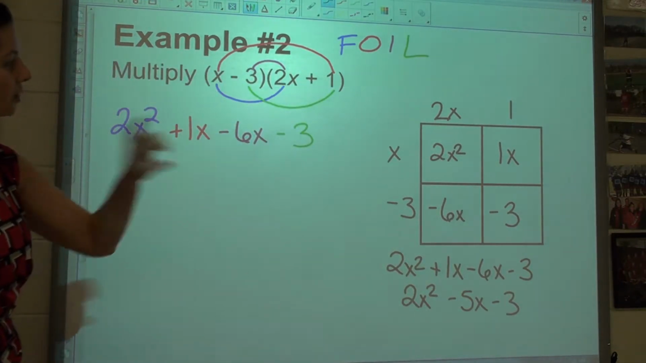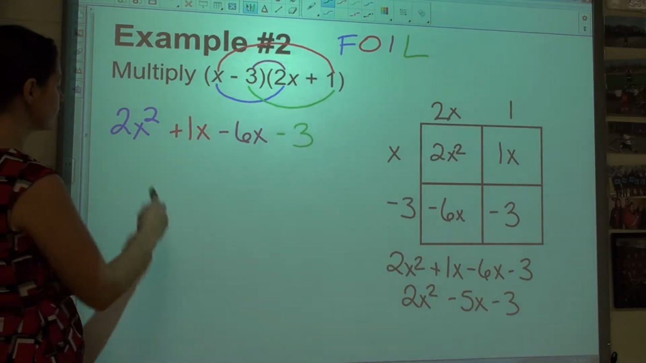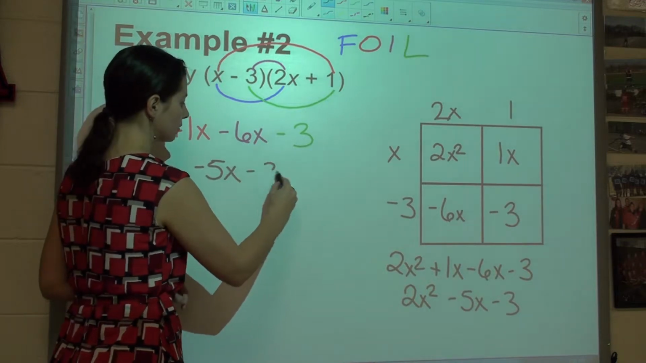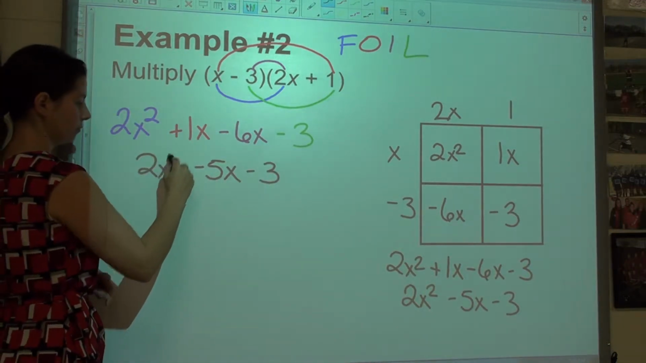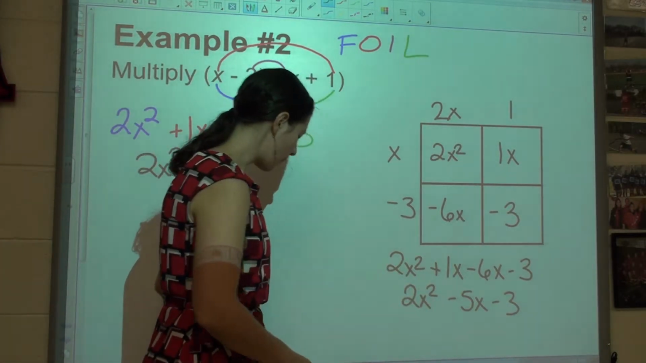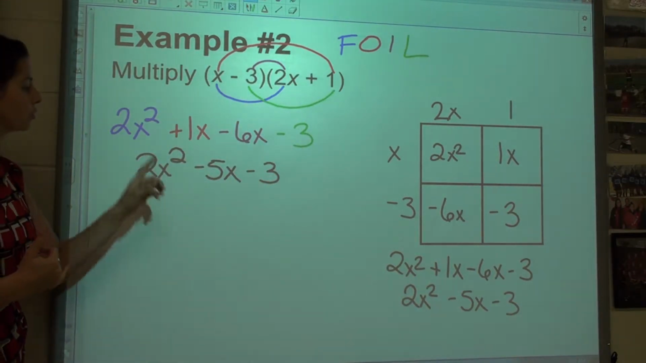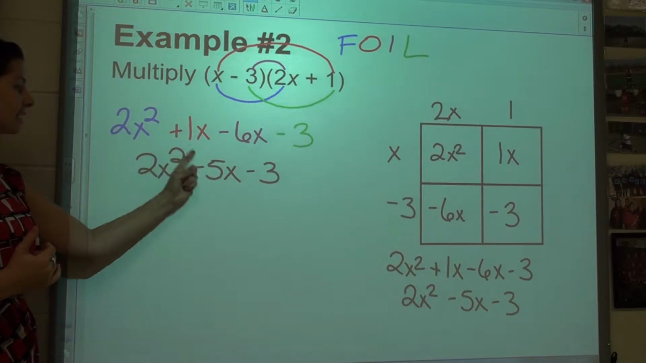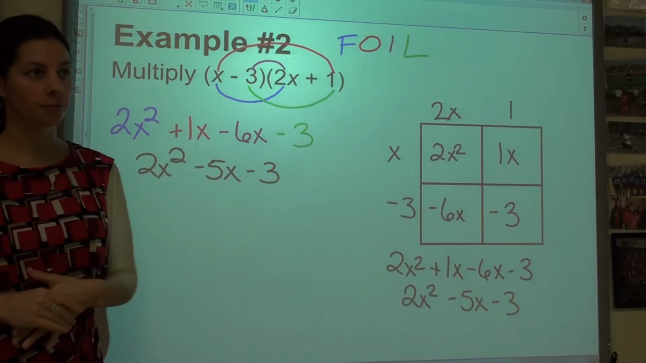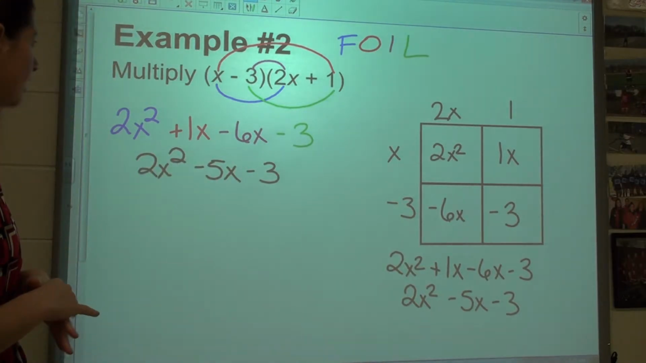Just like we did over with the rectangle, you need to combine your like terms. So 1x minus 6x gives you a negative 5x. Now you'll notice you get the same answer either way. Remember, you need to write these in the order where you start with your highest exponent, in this case x squared, and then go to your lower exponents, 1 and 0. Let's look at another example.